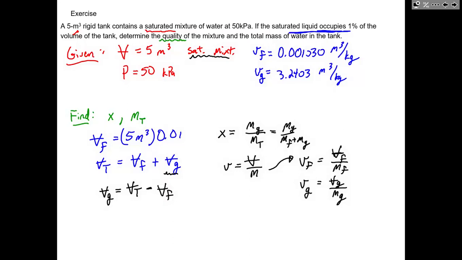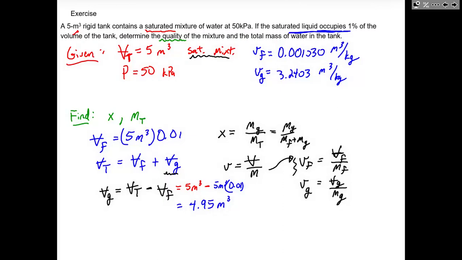So we can start plugging in stuff. Let's do that. And just going to make a notation here, make sure that we see that this is total. So I'm going to plug in 5 cubic meters here minus my fluid, so 5 cubic meters times 0.01, to give me 4.95 cubic meters, so mostly gas.